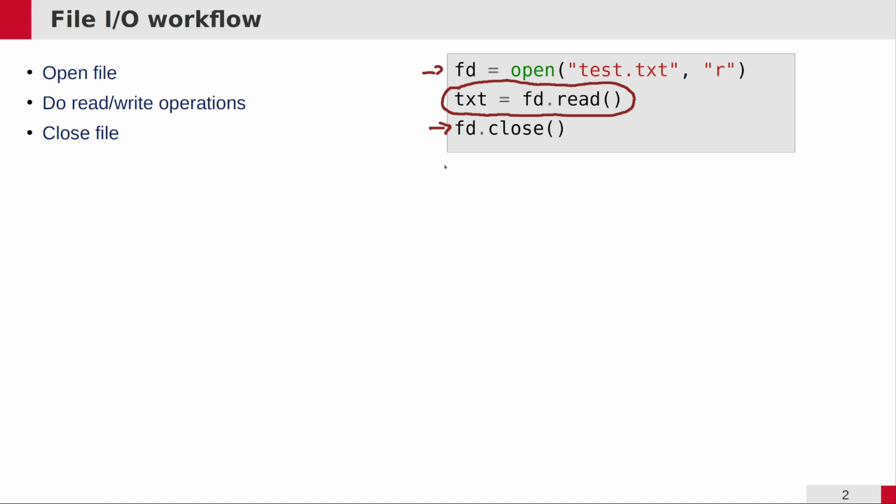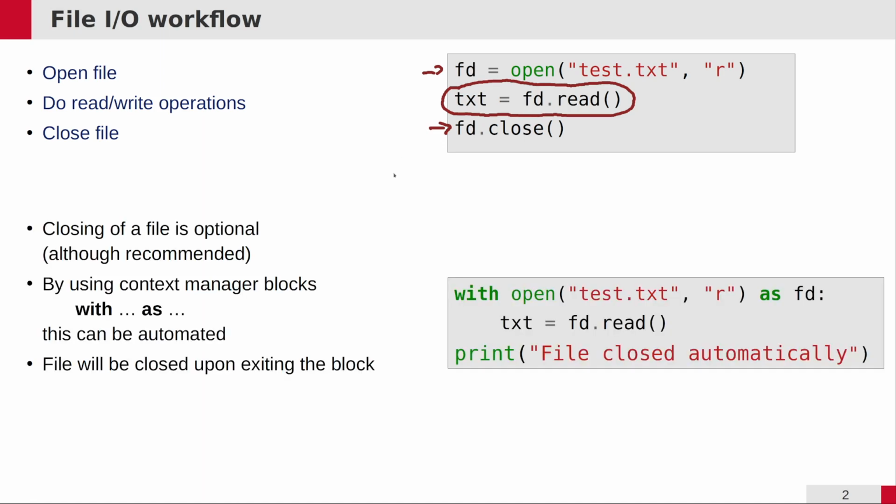We will have a detailed look at these statements in a second, but let's first discuss this closing. The closing of the file is actually optional in Python, but it's very, very recommended. As soon as you don't want to manipulate or access the content of the file anymore, you should close it. There is a very elegant way in Python to do it automatically using so-called context manager blocks. I will not explain the details of the context manager block here, just show you how you can use it together with file manipulation.